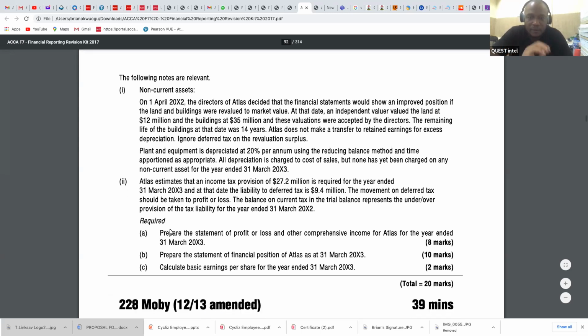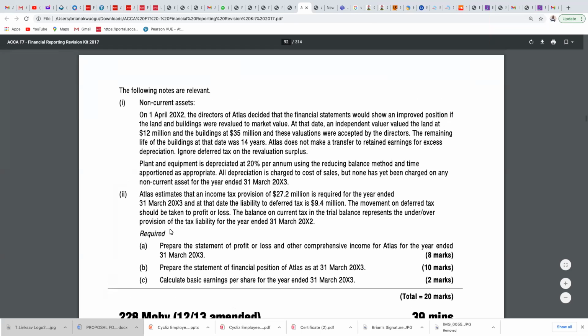Prepare the statement of financial position for Atlas Co. as at 31st March 2013. Calculate basic earnings per share for the year ended 31st March 2013. Do you have that in your question, everybody? Yes. All right, great.